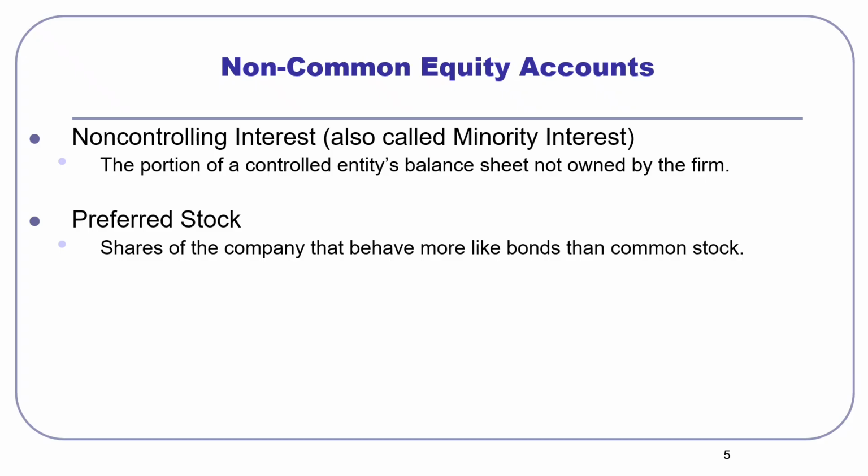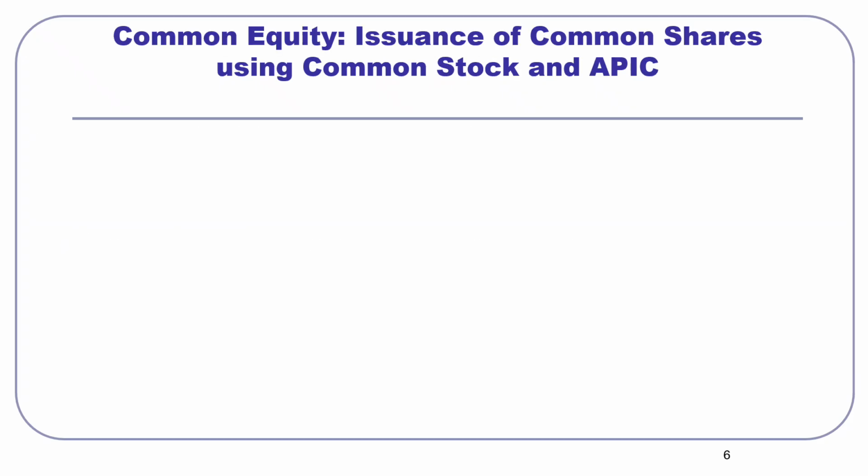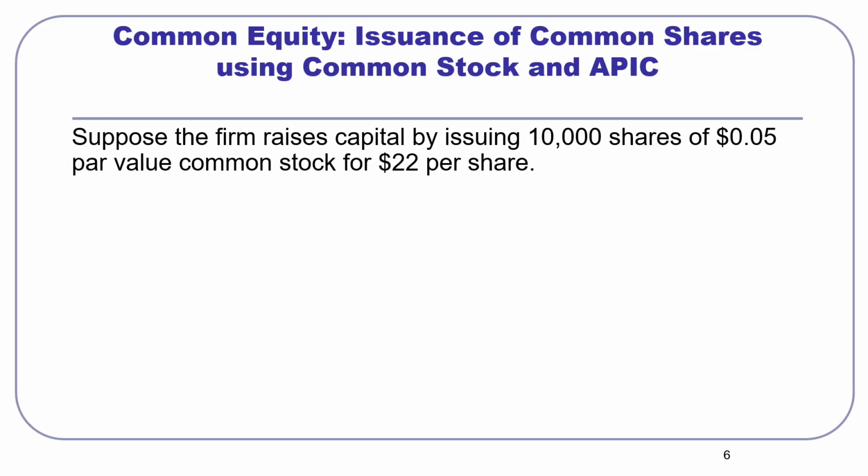Let's run through some examples to show you how the accounting system would capture transactions pertaining to the common equity and non-common equity accounts we have just introduced. We will conclude by looking at all these accounts at the company PepsiCo, who makes Pepsi Cola and Doritos. Let's start with the issuance of common shares by the firm to raise capital. This will illustrate the use of two accounts in the common equity category called common stock and additional paid-in capital.